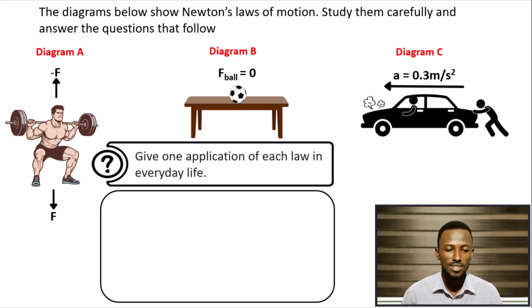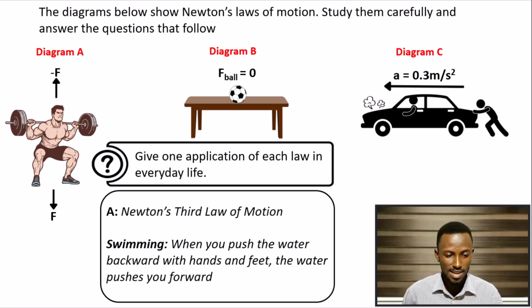Now our second question is this: give one application of each law in everyday life. So for diagram A, Newton's third law of motion, that to every force there is an equal and opposite reaction, we see it in swimming. When you push the water backward with your hand and feet, the water pushes you forward. So there is an opposite and equal reaction. You push it back, it pushes you forward. That is Newton's third law of motion.